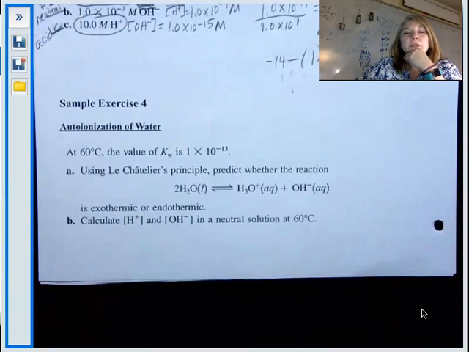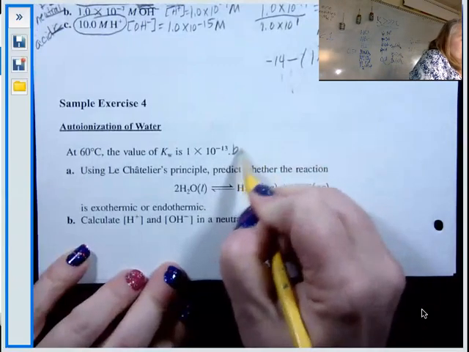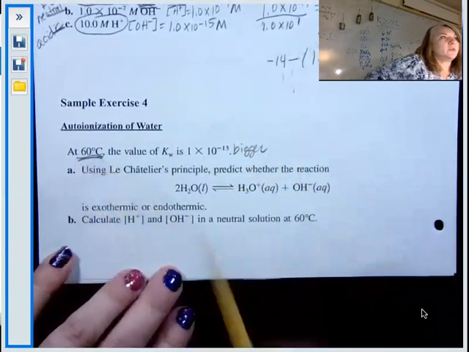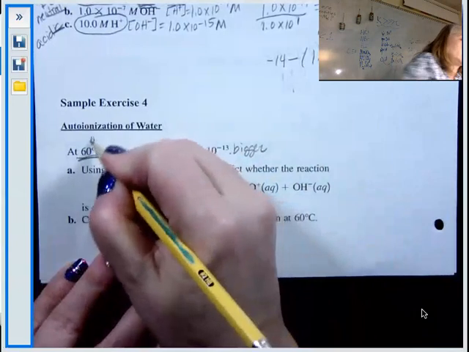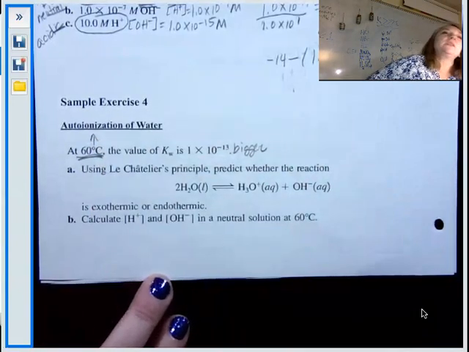What is happening to it? Is it getting bigger or smaller? It's getting bigger. Okay. So it gets bigger. And what happened to our temperature? Our temperature went up or down from its normal? It went up. Okay. So as temperature goes up, our KW gets bigger.